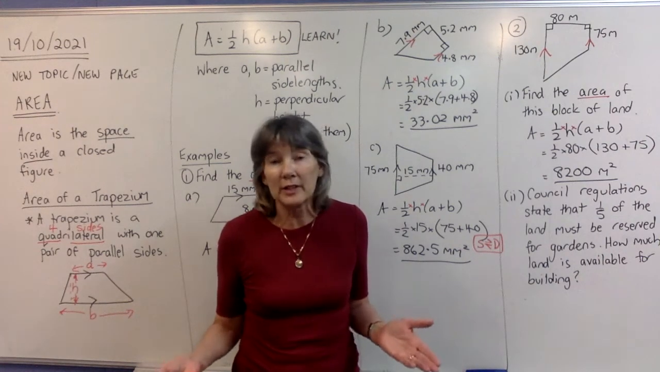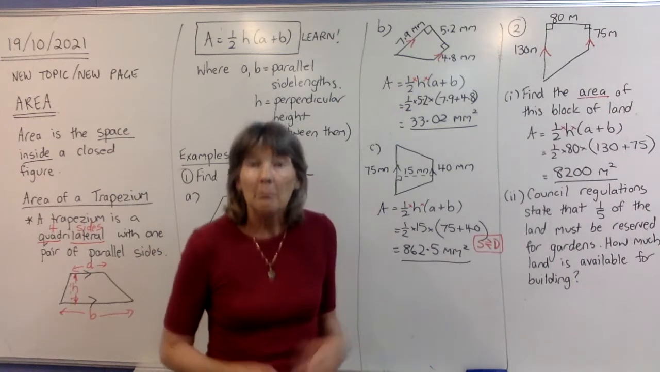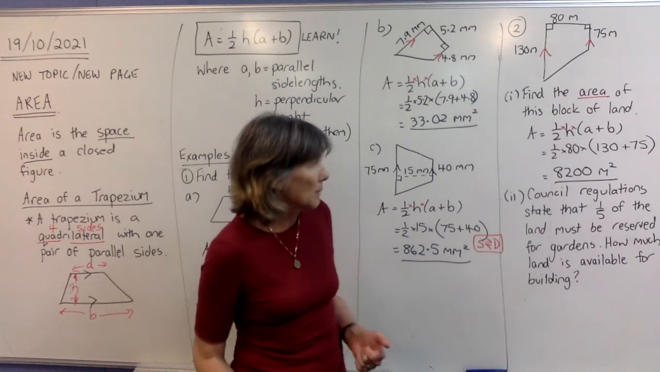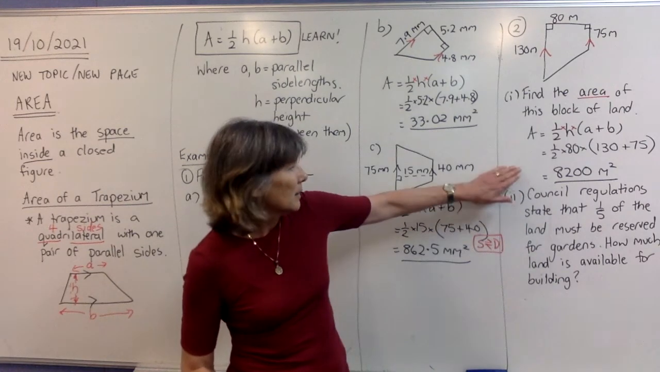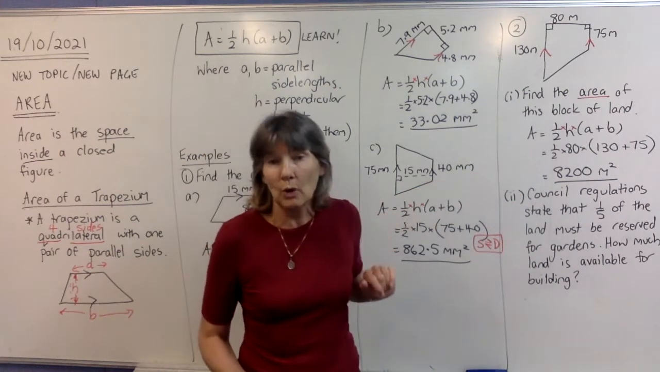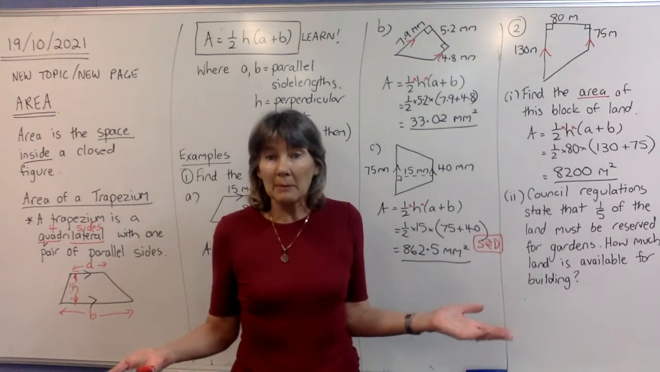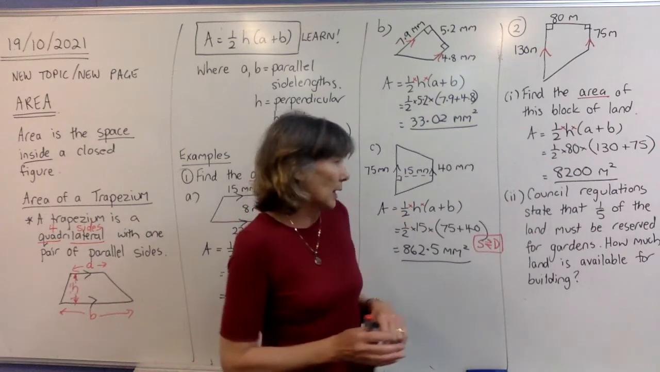anywhere between 500 and 700 square metres. Bigger blocks, really big blocks, start to be 1,000 square metres or 1,100 square metres. This one is 8,200 metres squared. So they probably have a little bit of a farm, a very small farm or something like that.